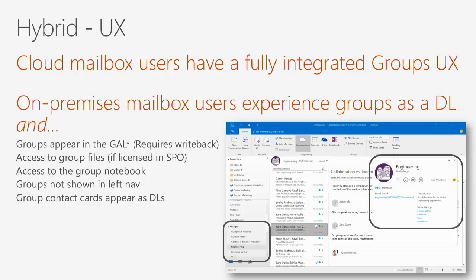So one of the features you won't get, however, is the left-hand navigation. That piece is circled there. In my Outlook rich client, I will see that listing if my mailbox is in the cloud. But if I'm in a hybrid situation and my mailbox is not, I won't see that group listing feature. So I'll only interact with it through an email kind of capability.